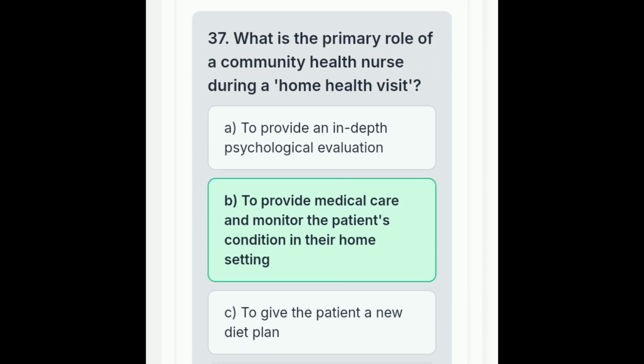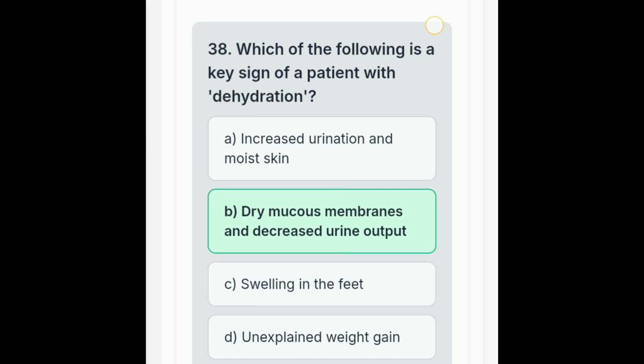What is the primary role of a community health nurse during a home health visit? Option A, to provide an in-depth psychological evaluation. Option B, to provide medical care and monitor the patient's condition in their home setting. Option C, to give the patient a new diet plan. Option D, to perform surgery on the patient. So B is the correct.